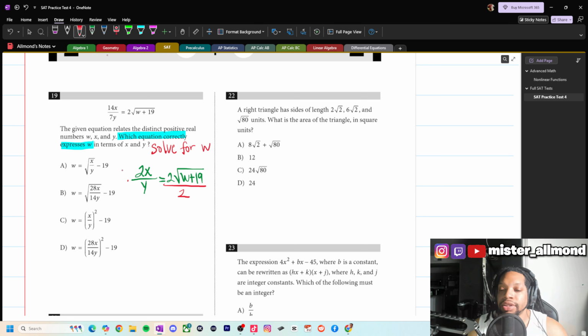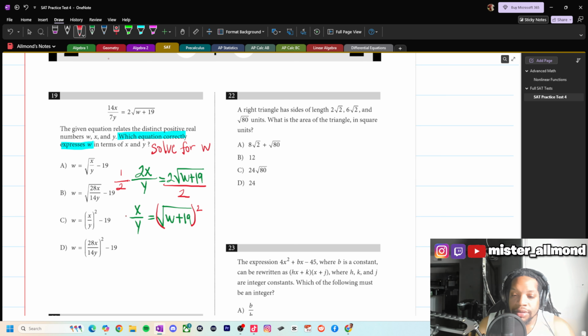Dividing by 2 is the same thing as multiplying by 1/2, and then you can see the 2's on the left cancel. So that's just x over y. And then the 2's over here cancel, so that's just the square root of w plus 19. Then, of course, I've got to square both sides. I'll square the whole left side, whole right side. Once I square both sides, I'm going to end up with w plus 19 on the right. And then if I'm trying to get w by itself, I've got to subtract 19.